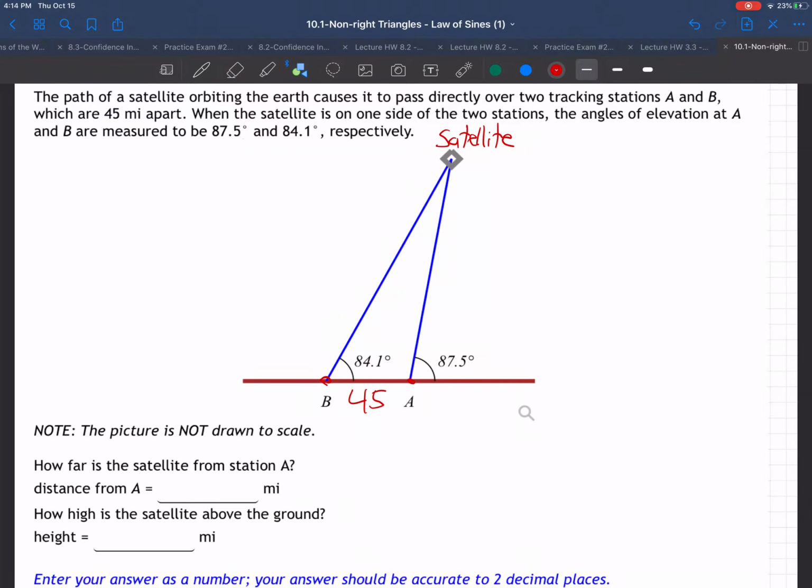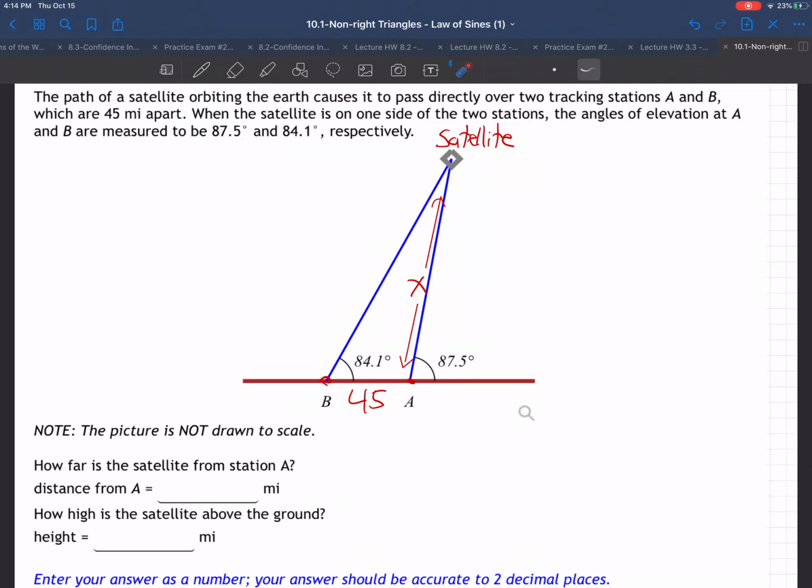What would be helpful here, I think, is to draw the right side. Actually, you know what? Not right now. Never mind, we don't need that right now. Let's go on to their question. We'll do that drawing in a minute. How far is the satellite from station A? So they want us to find this side. Call it X, because that's how far the satellite is from station A.